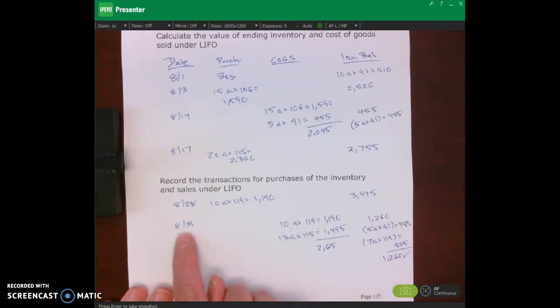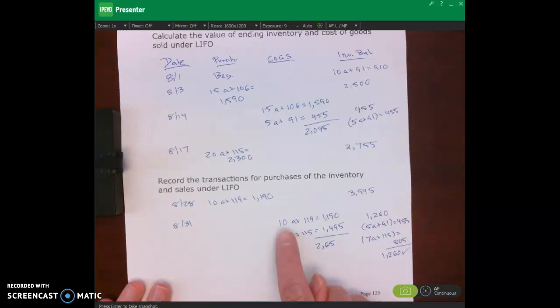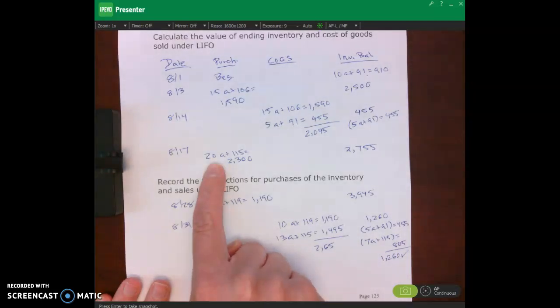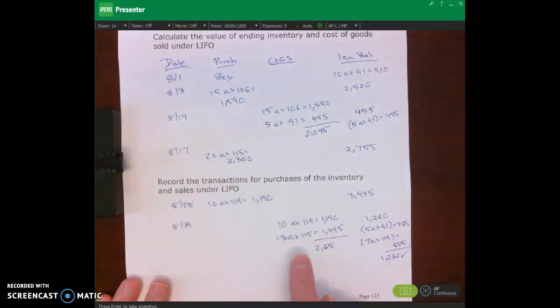On the 31st, it says we sold 23 bikes. Well, which ones did we sell? Remember, with last in, first out, the most recent purchases show up in cost of goods sold. Which is the most recent purchases? Well, I sold all these 10 at 1,190, and that means I have to do 13 more bikes to get up to 23, because I did 10 here, 23 minus the 10 is 13. So then I did my 13 bikes at the 115, 1,495.